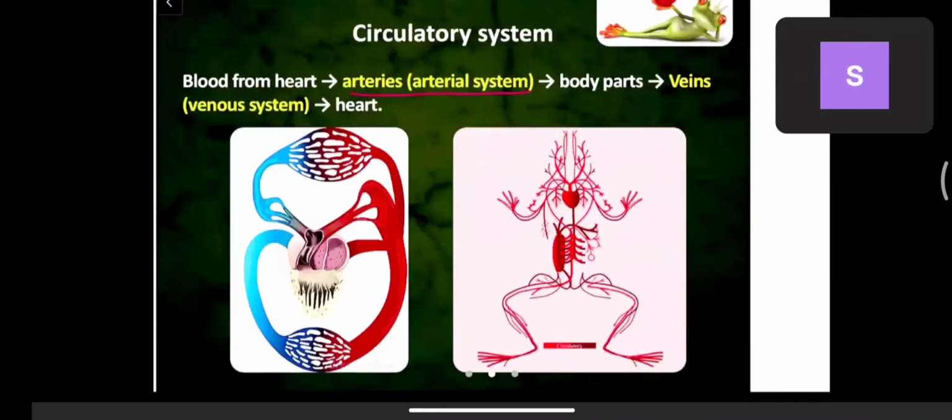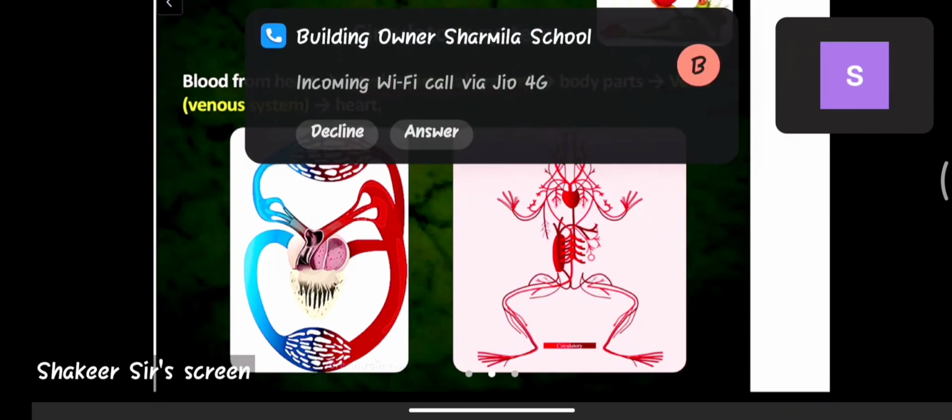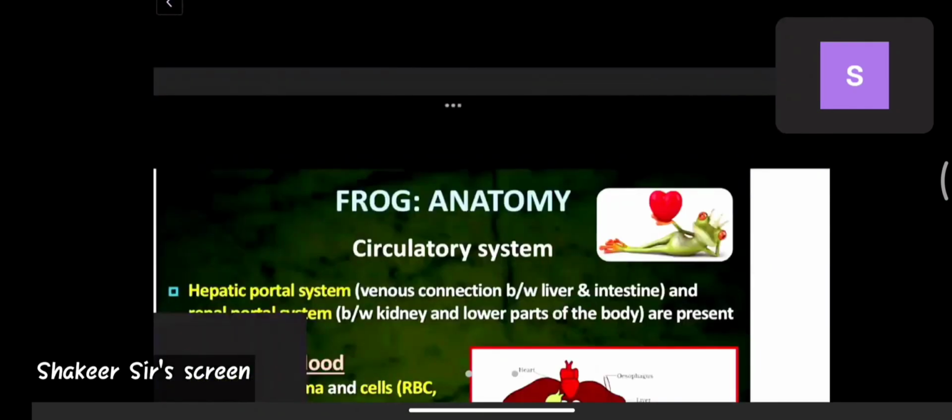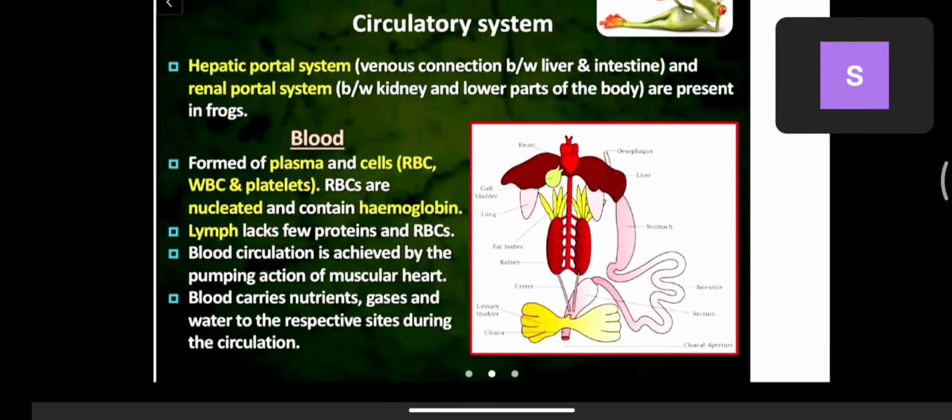Clear? Now this is the mechanism of how blood transfers. It transfers from the heart into the arteries, into the body parts. Same system. Clear? Circulatory system. These are 2 important bits: hepatic portal system and renal portal system. So what is meant by hepatic portal system?